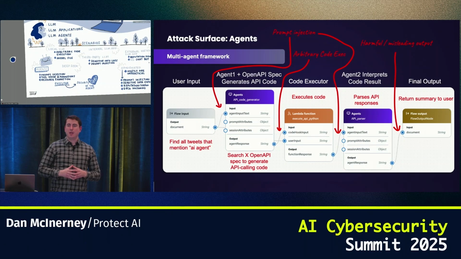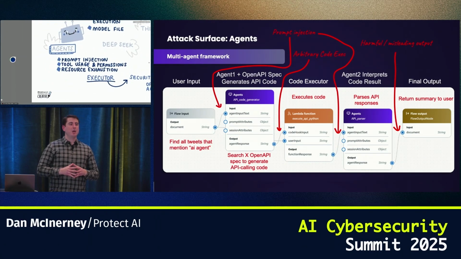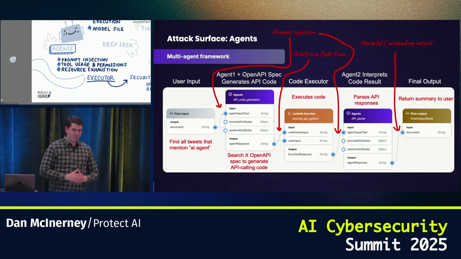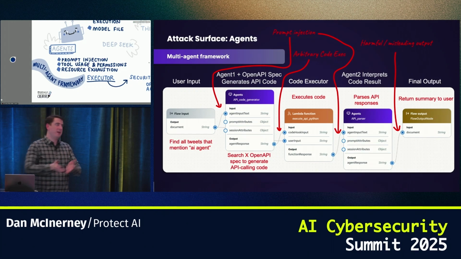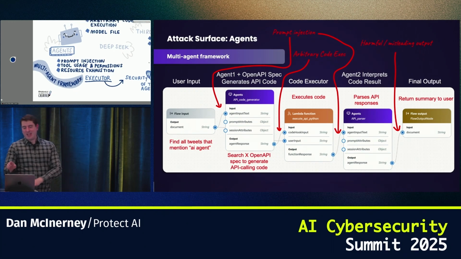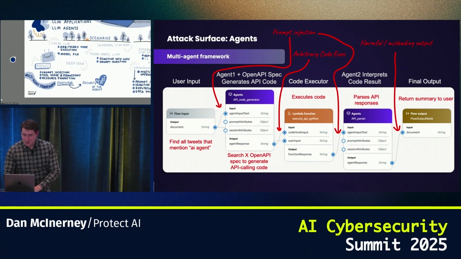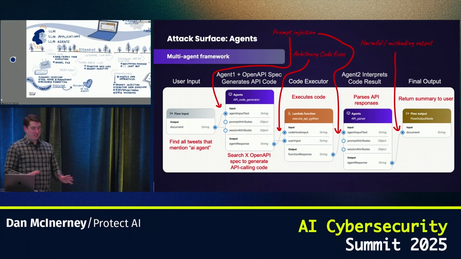So let's say agent number 1 has a RAG database of Twitter's OpenAPI specification. The user asks, get me all tweets that mention my name in the last week. The API code generator goes into its RAG database, says, okay, I got that, generates the code, and passes that code to the code executor, which is a Lambda function that can run arbitrary code. Then the output of the API responses goes to another agent, which parses it in a nice format and gives it back to the user. Now, this code executor is something I'm seeing is not being paid enough attention.